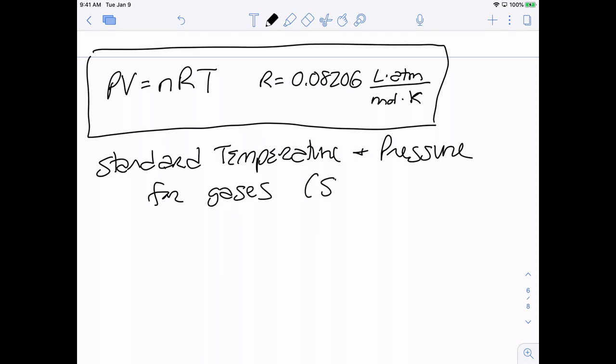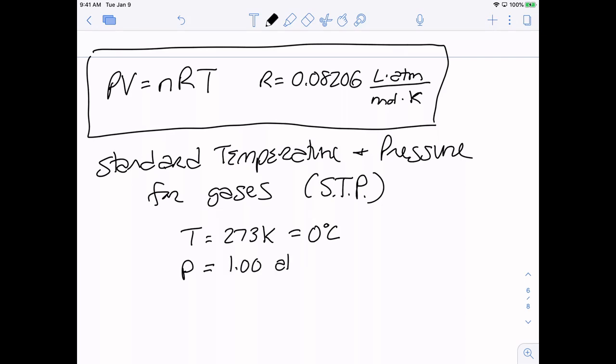So STP. S for standard, T for temperature, P for pressure. And what those are, the temperature is 273 Kelvin, which is 0 degrees Celsius. But do remember, for all of our gas law problems, our temperature is going to need to be in Kelvin, not Celsius. And then our standard pressure is 1 atmosphere. So do be familiar with those.